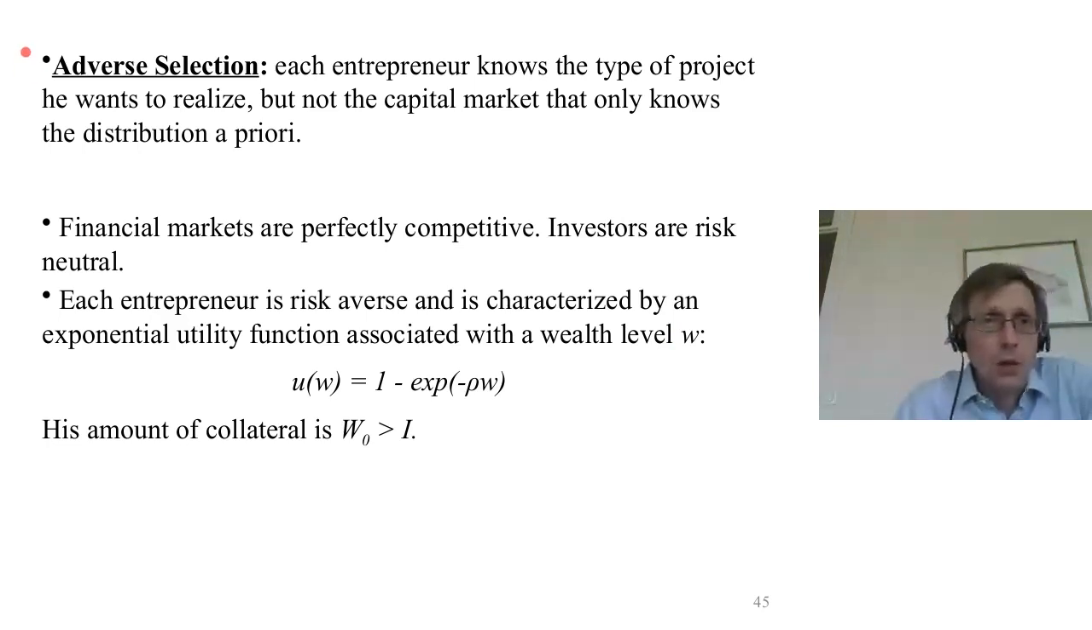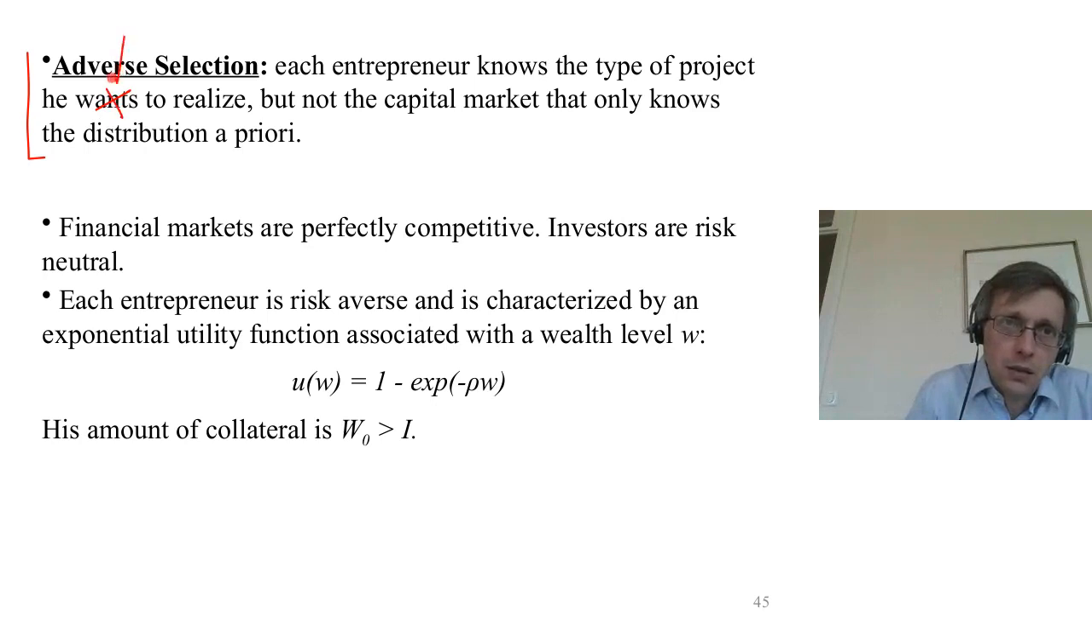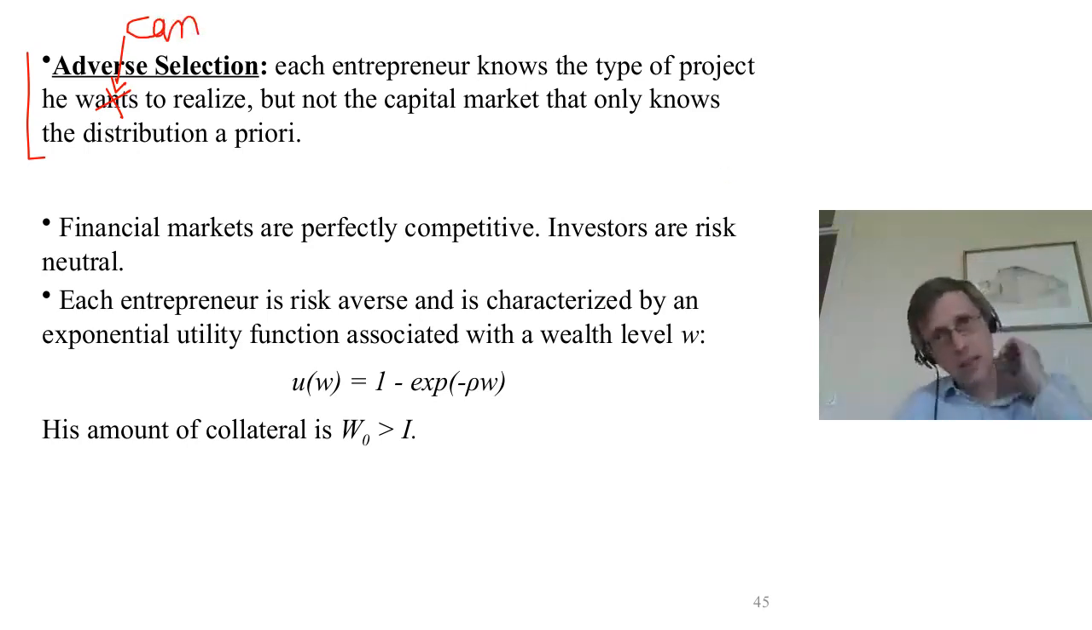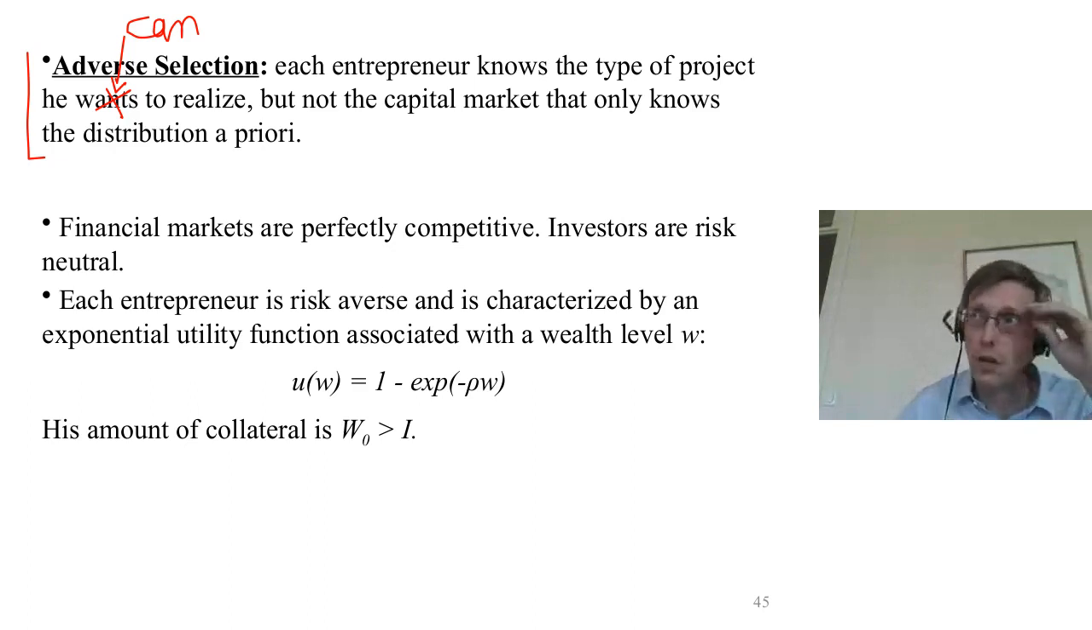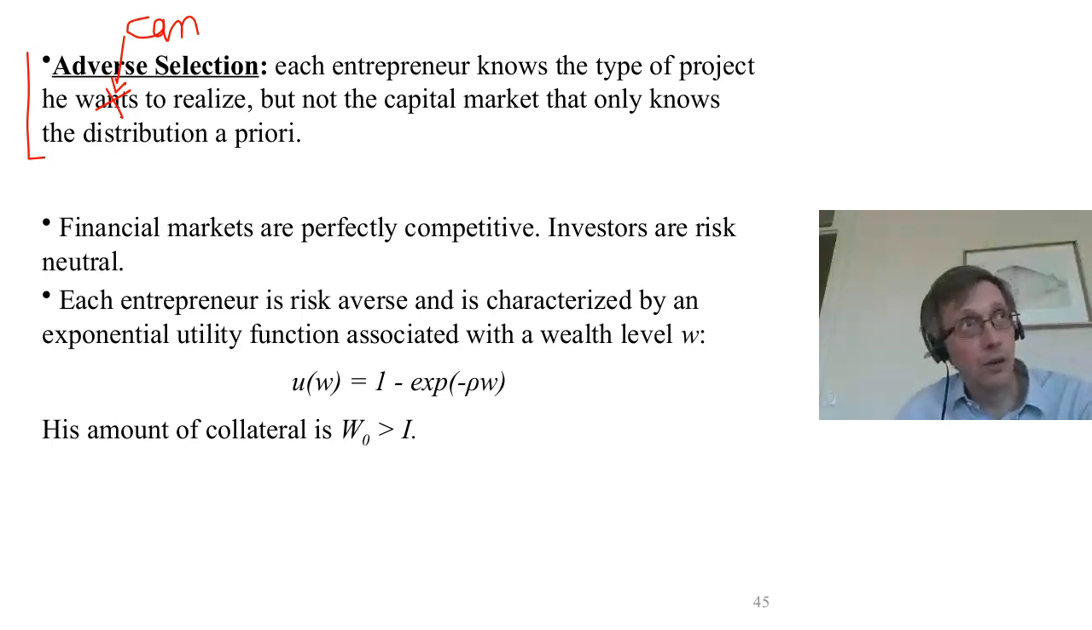So what about this problem of adverse selection? It is the fact that each entrepreneur knows the type of project he can realize, rather than wants to realize, because it is not a choice. An entrepreneur doesn't have the choice between a type 1 or a type 2 project. Either the project he can run is a type 1, and in that case we can talk about a type 1 entrepreneur, or it is a type 2 project, and in that case we can talk about a type 2 entrepreneur, but it's not a choice.